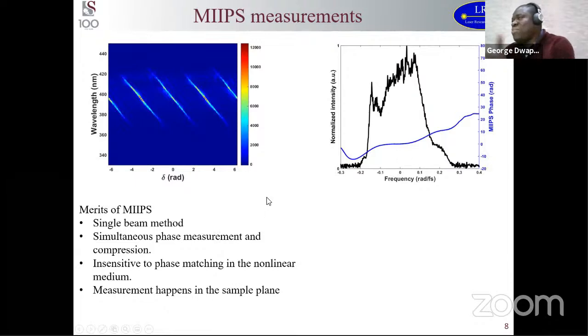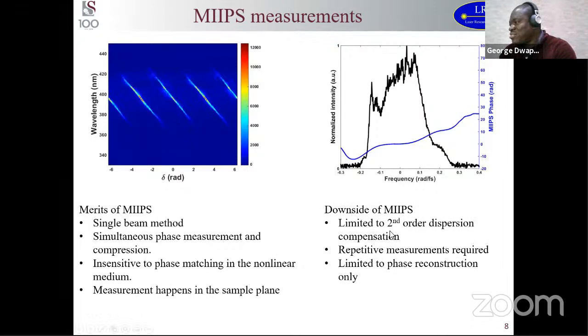Now, the advantage of MIIPS, why people use it a lot, is that it's a single beam method. So you have everything in one path. You don't need multiple beams. Like I said, there's a feedback, so you can do simultaneous phase measurement and pulse compression. And it's insensitive to phase matching, so you don't really worry about that. Everything happens in the sample plane, so you can add different optics. When you add different optics to your beam path, the phase changes, but since everything is happening in the sample plane, you'll still be able to compress these pulses. The downside, however, is that it's effectively limited to second order, you need repetitive measurements, and you can only reconstruct the phase.